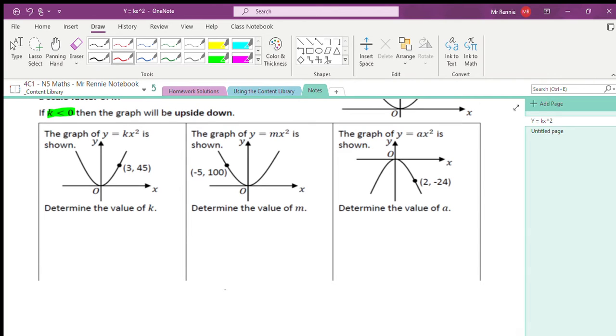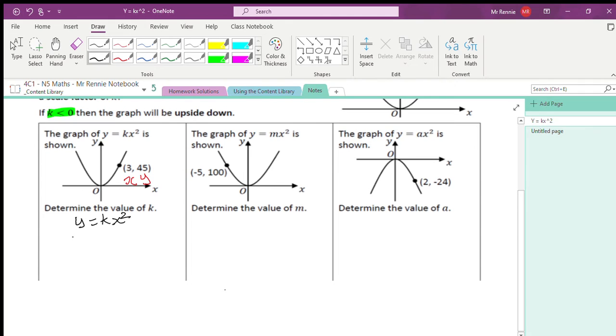The first thing I need to do is label what my coordinate is. Every coordinate has an x and y part to it. So that's going to be my x part there. I'm going to rub that out, that's not maybe the best way to write that. Let's try this again. I'm going to have my x coordinate here, and my y coordinate here, and I'm going to use them to help me. Starting off, how we start every question like this is we write down the equation of the graph. So it's going to be y equals kx squared. That's my first step.